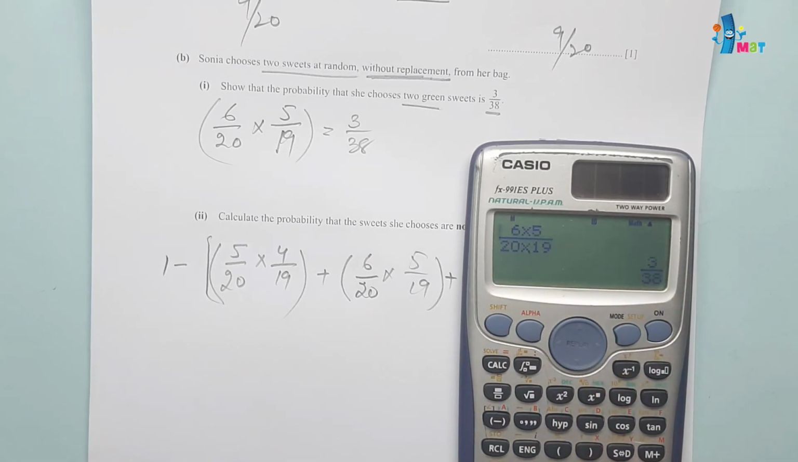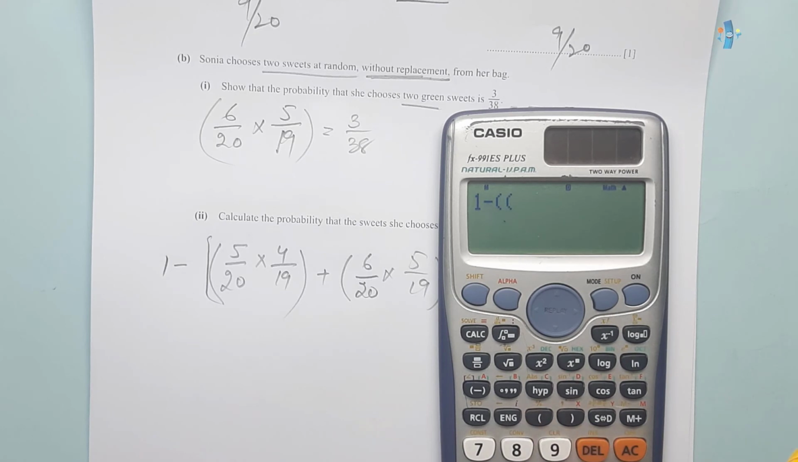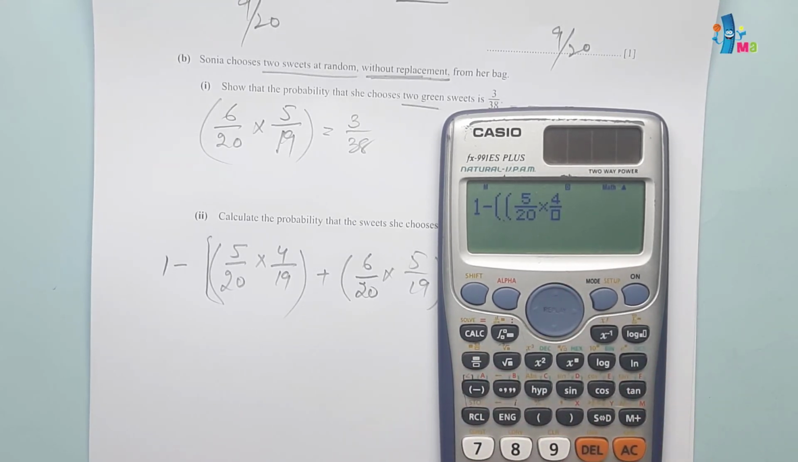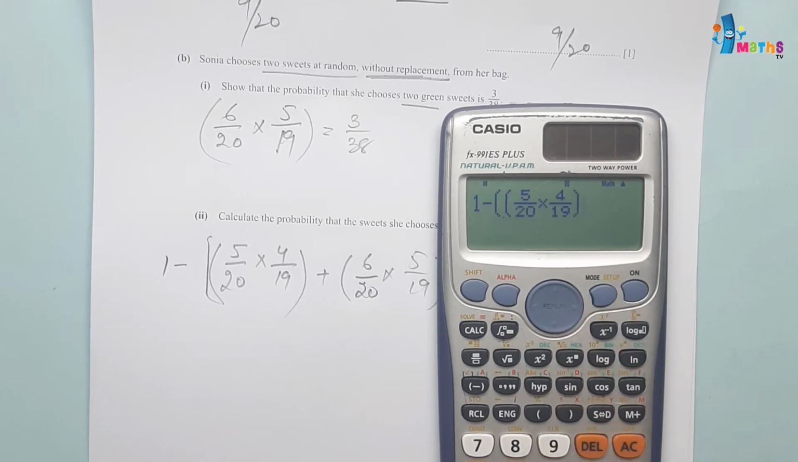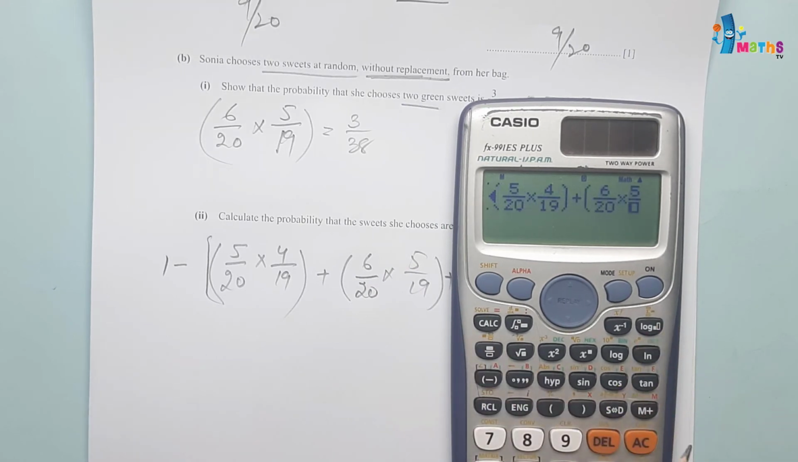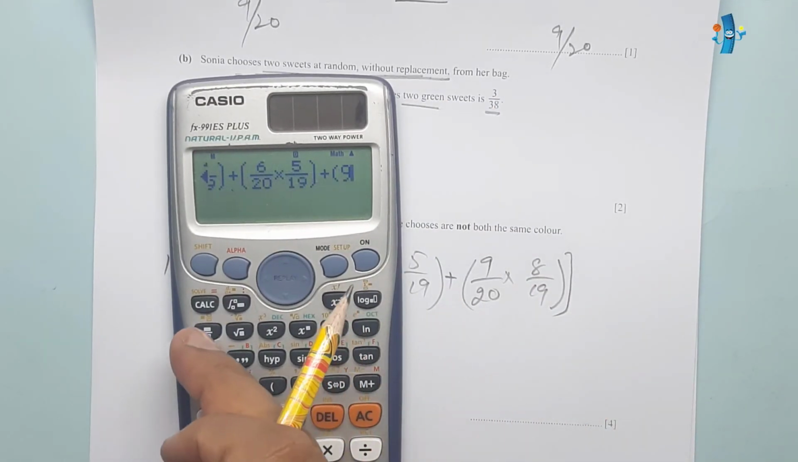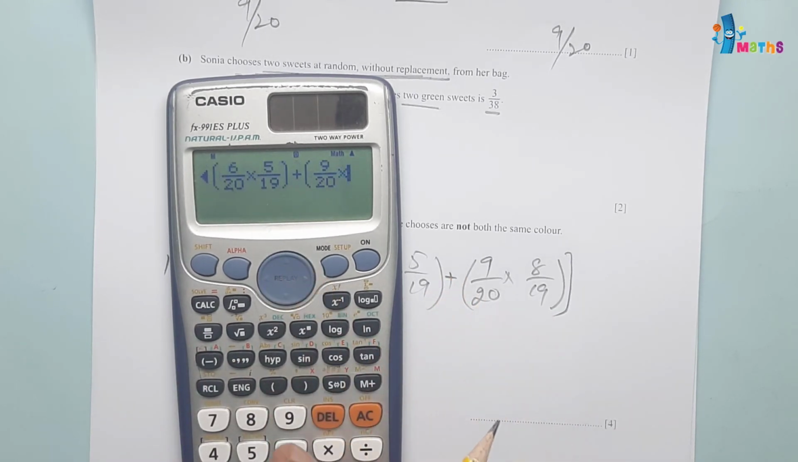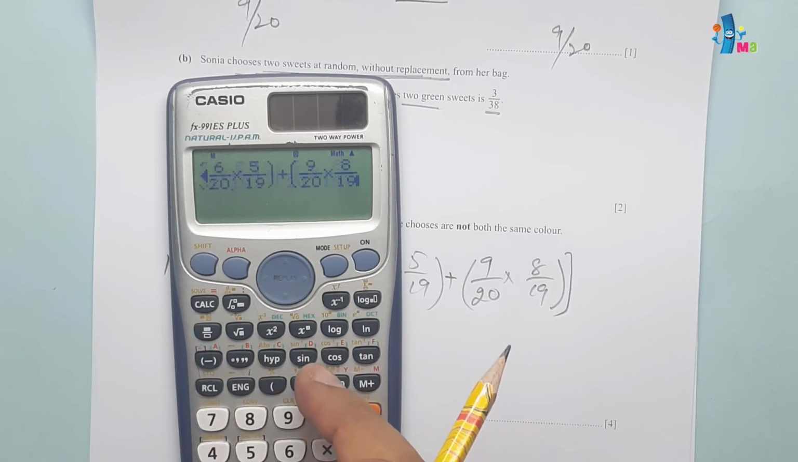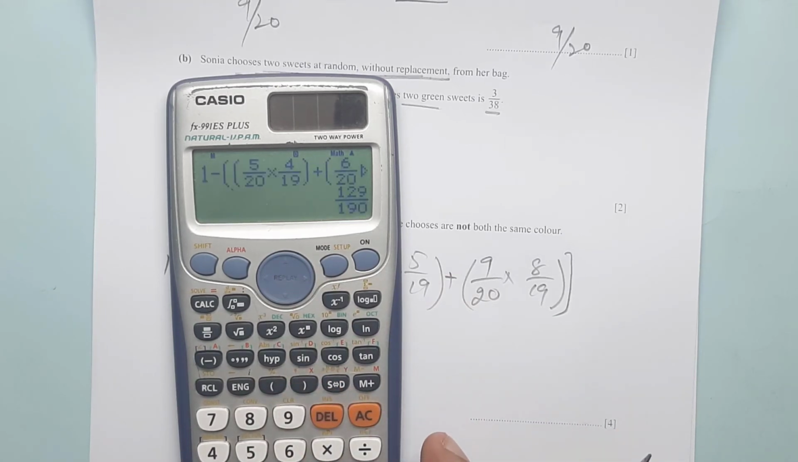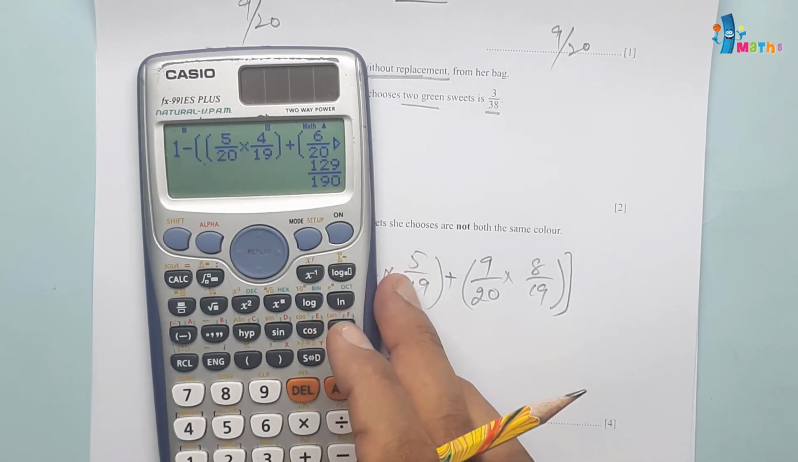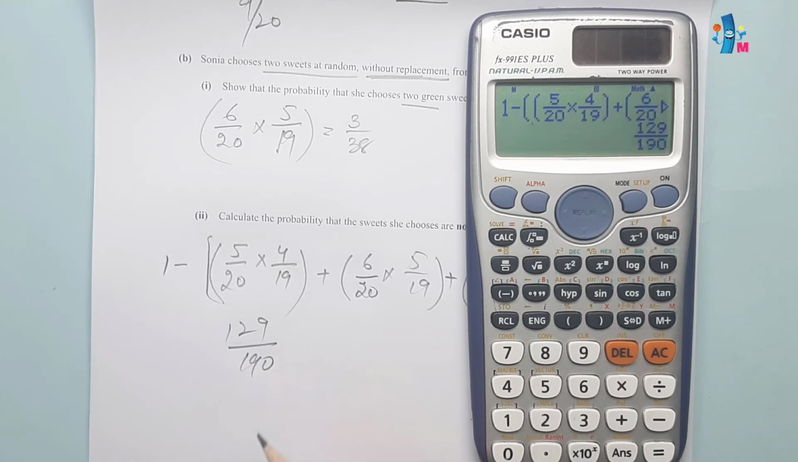So we can calculate this carefully. 1 minus bracket, again bracket, 5 divided by 20 into 4 divided by 19, and bracket closed, then plus again bracket 6 divided by 20 and multiply by 5 over 19, and bracket closed, and plus bracket 9 over 20 and multiply by 8 over 19, bracket close and second bracket close, and this will be equal to 129 over 190. This is the simplified answer.